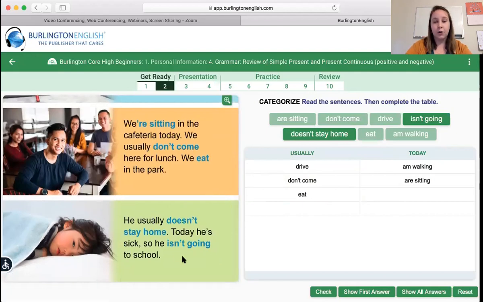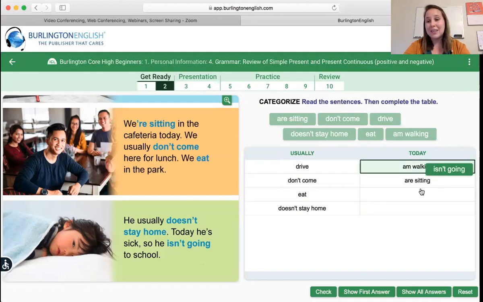Then the last one in green. Read it out loud on your own. So what happens usually? Usually, he doesn't stay home. So usually, he goes to school. But today, he's sick. So today, he isn't going. Right now, he isn't going to school. He is sick.